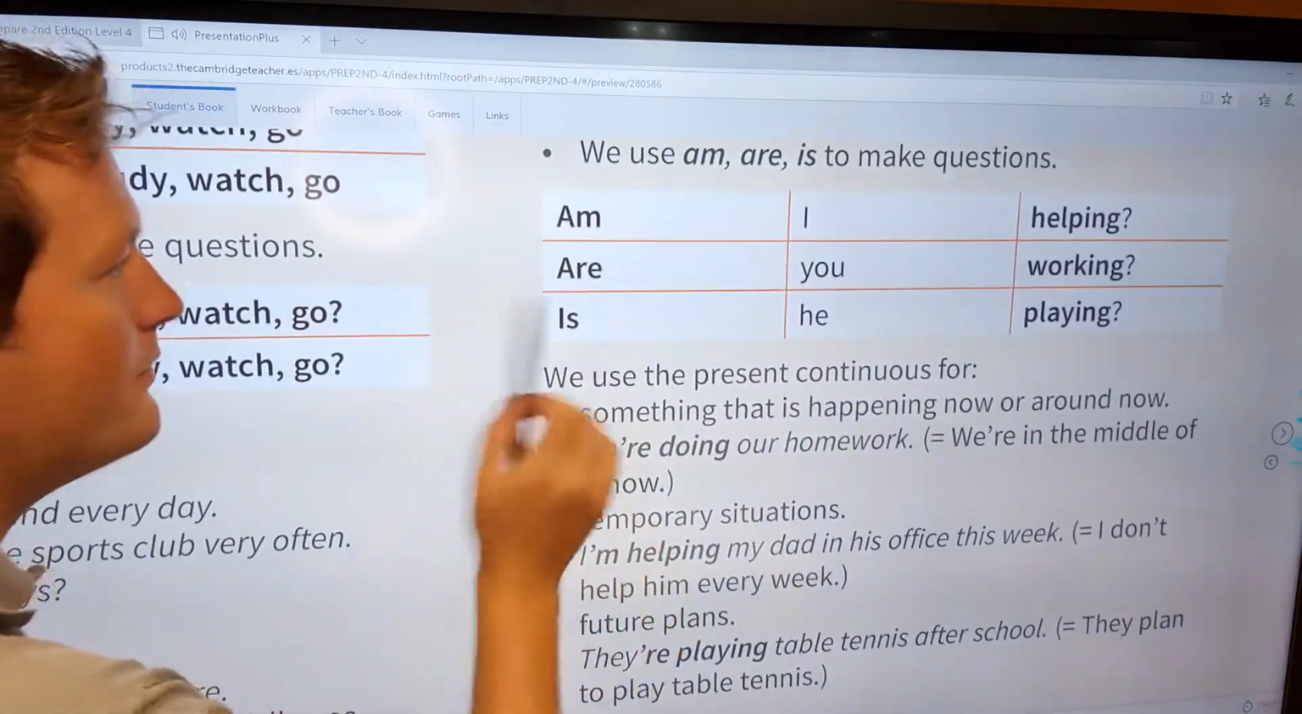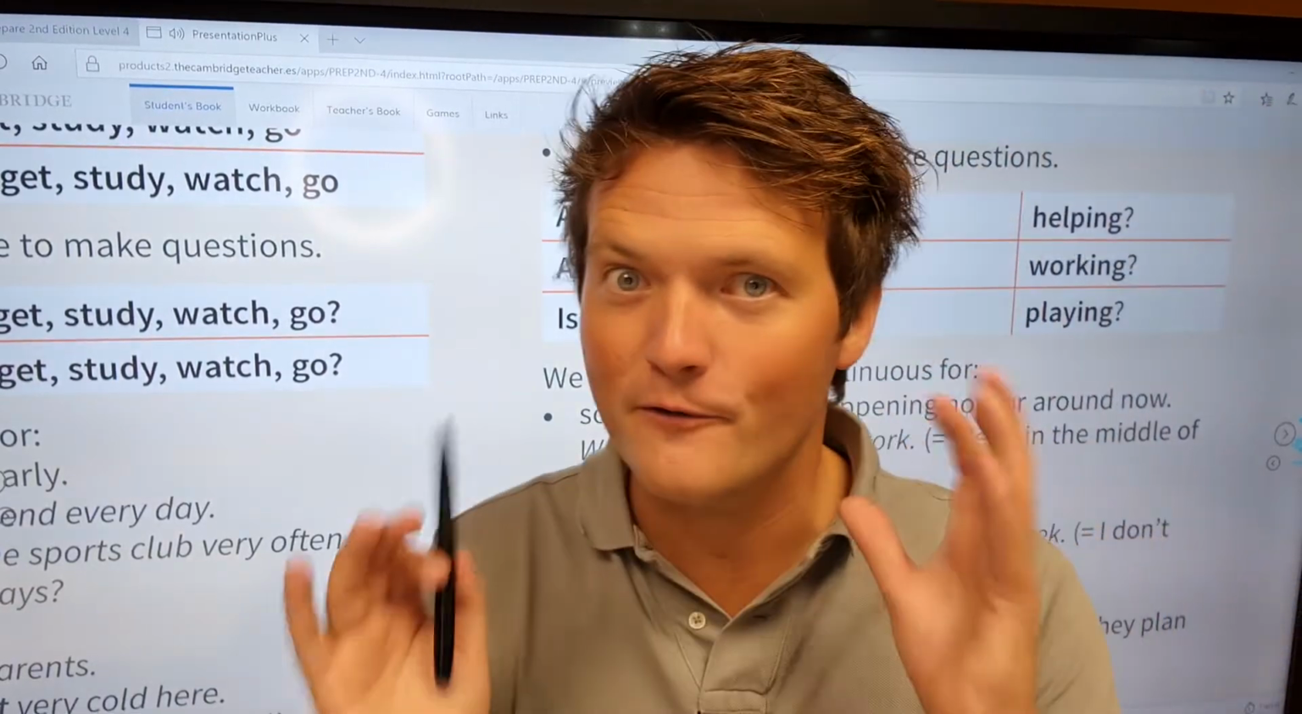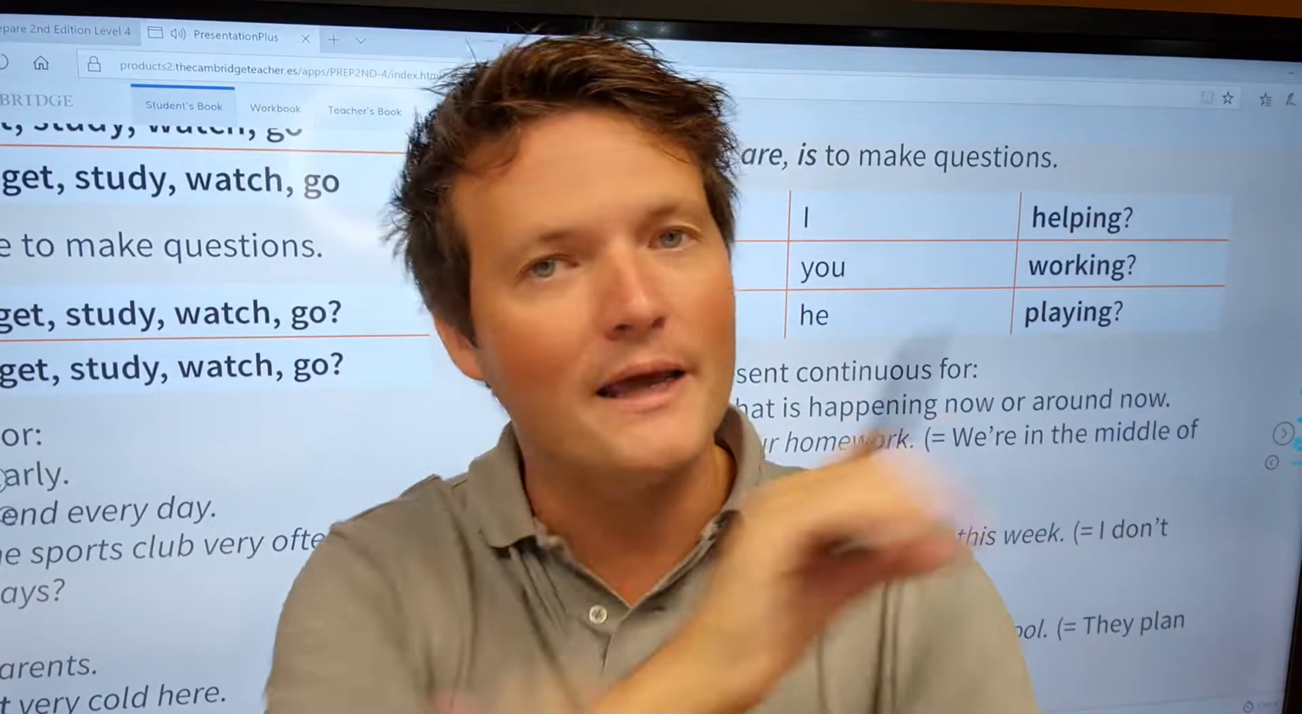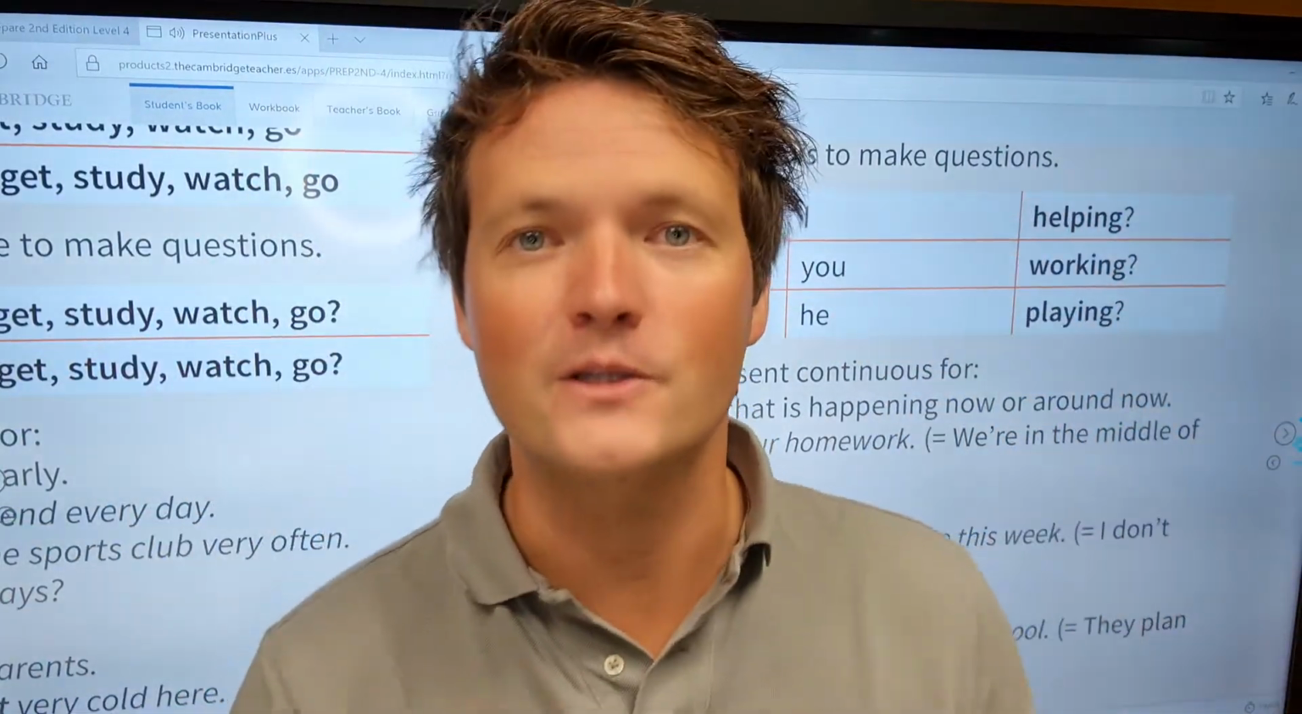And the auxiliary that we have in present continuous, which everybody forgets, is the verb to be. We just change its place. We put the verb to be in front of our subject.